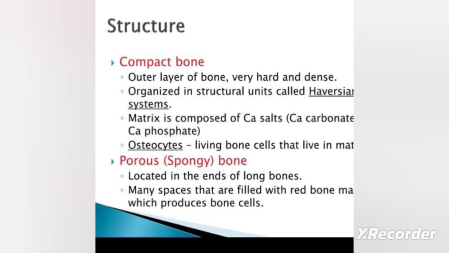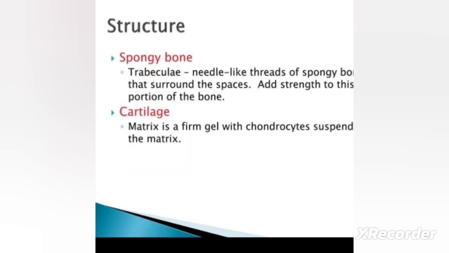Porous and spongy bones. Porous and spongy bones are located at the ends of the long bones. They have many spaces that are filled with red bone marrow, which produces blood cells. Next is spongy bone. Trabeculae, needle-like threads of spongy bone that surround the spaces, add strength to this portion of the bone. Next is cartilage.